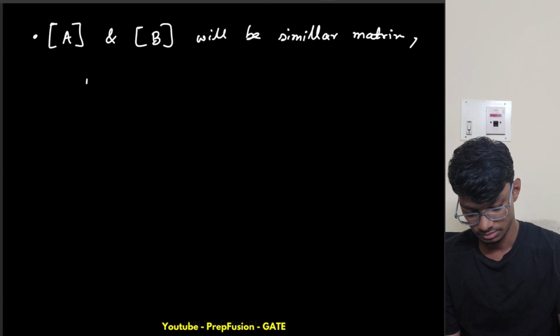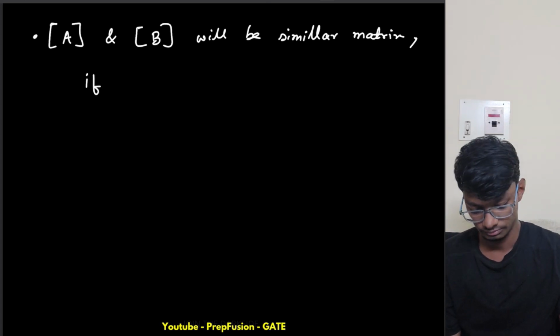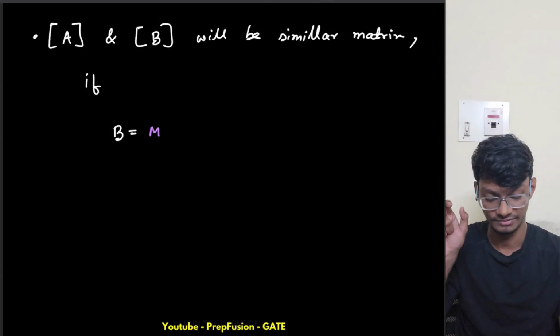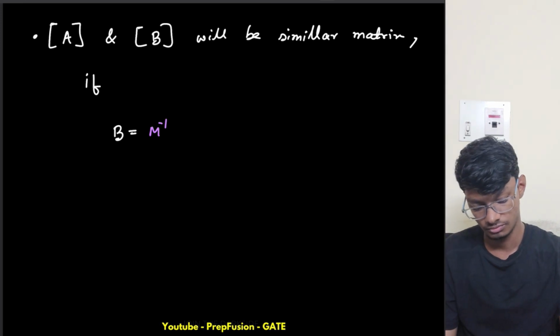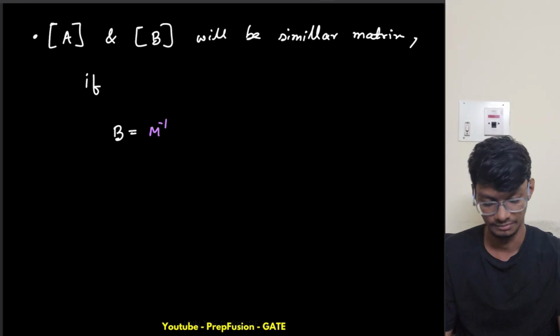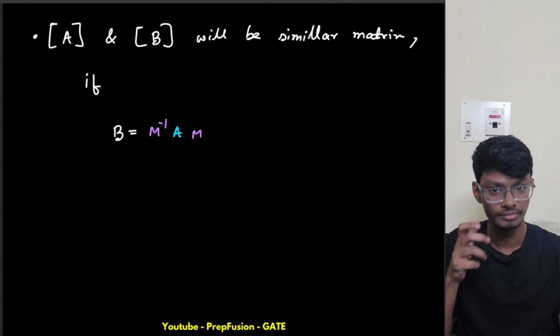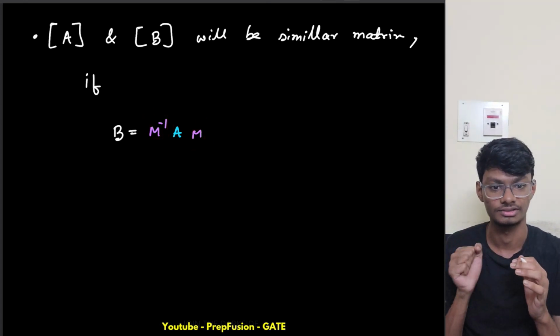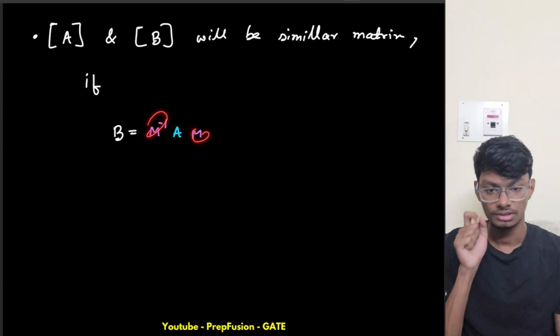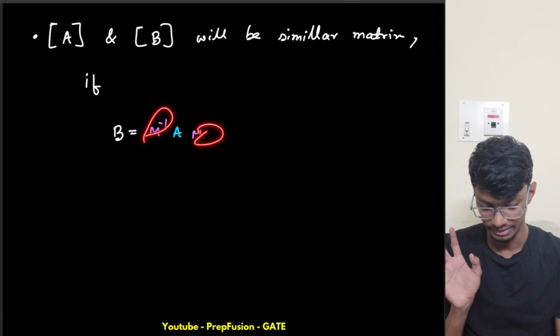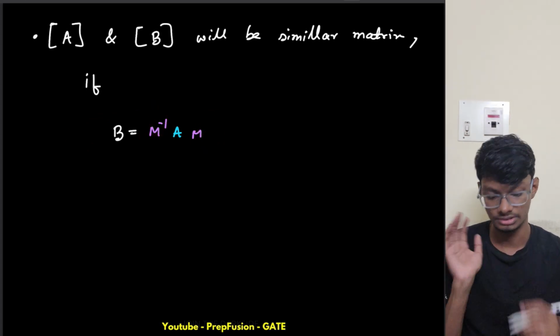If B equals M inverse A M. M inverse is first, so M inverse A, then again M. Do you remember something like this? M inverse and M can be any arbitrary matrix, and then B and A should be similar.